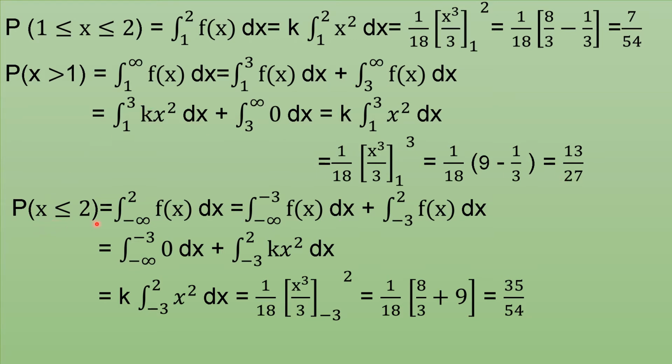Probability that x will be less than or equal to 2. Upper limit is 2, lower limit is minus infinity.